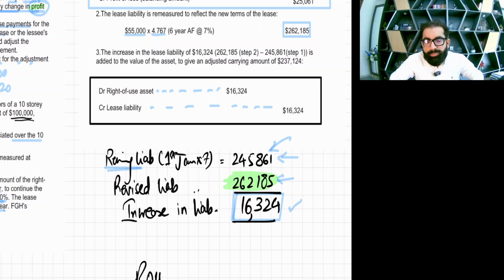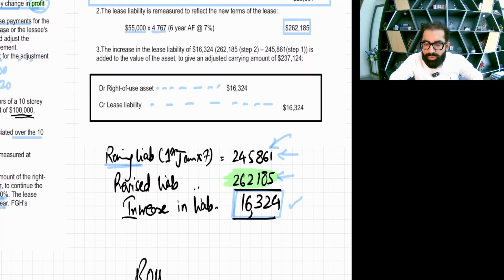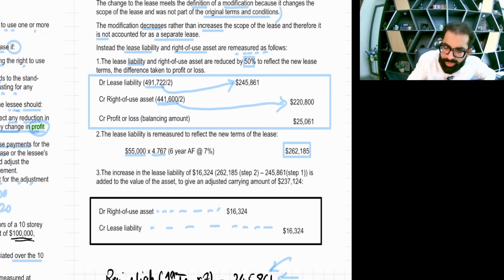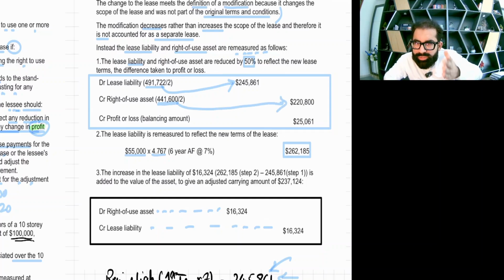Listen, but let me tell you something more. Now what will happen in the future? In the future you need to first calculate the new ROU. Can anybody tell me the new ROU? This was your ROU just before modification on 1st January X7, 441,600, and you just reduced it to half. So now the remaining ROU which is left is 220,800.